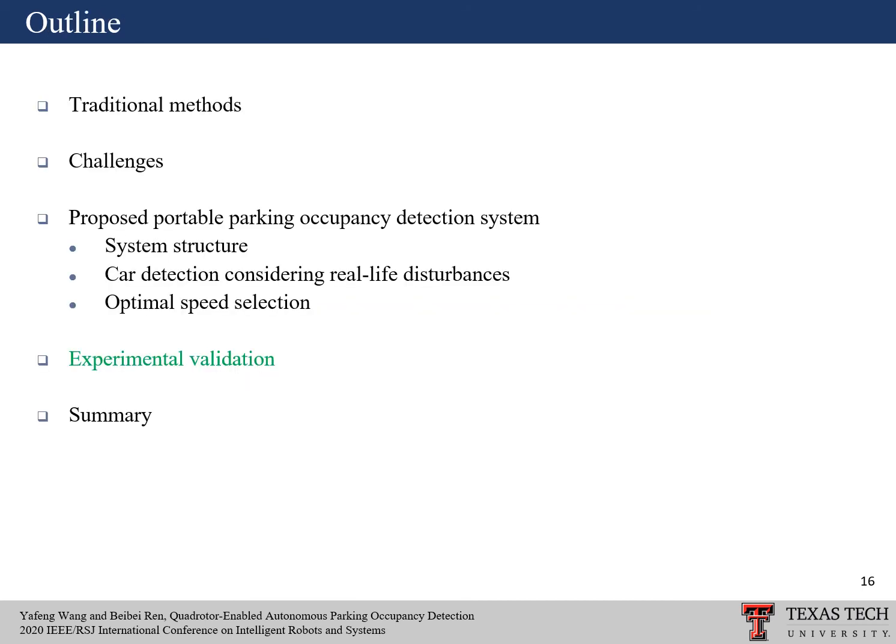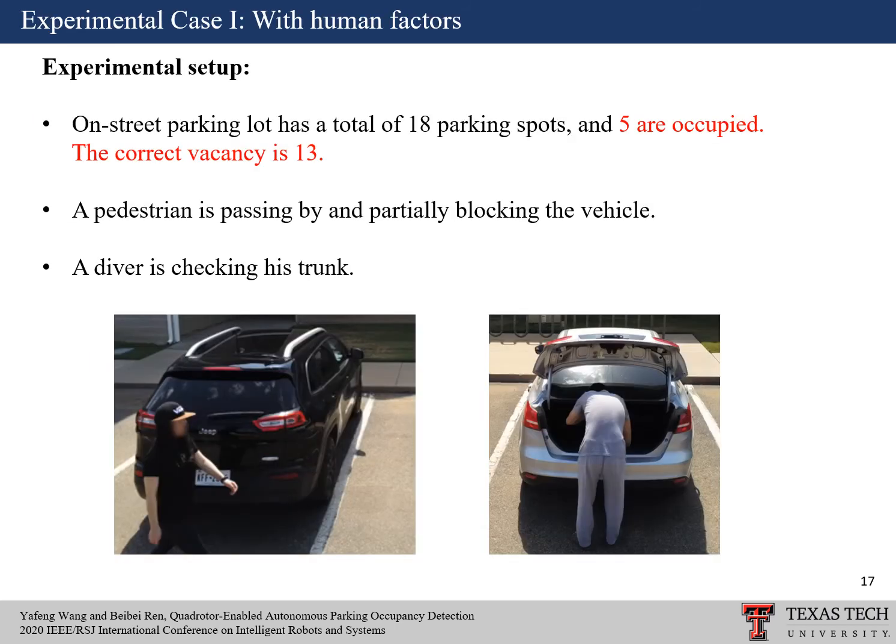Next, I'm going to show some of our experimental cases. For case 1, we conduct experiments on an on-street parking lot. That parking lot has a total of 18 parking spots, and during the experiment, 5 are occupied, which leads to a correct vacancy of 13. During the experiment, a pedestrian will pass by and partially block a vehicle, and a driver will come out and check his trunk.